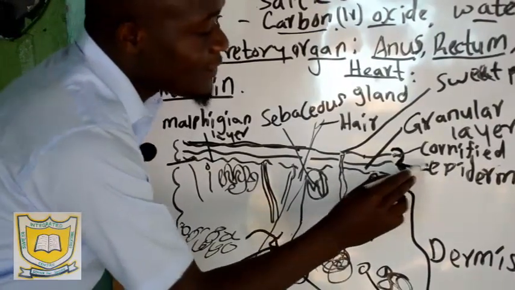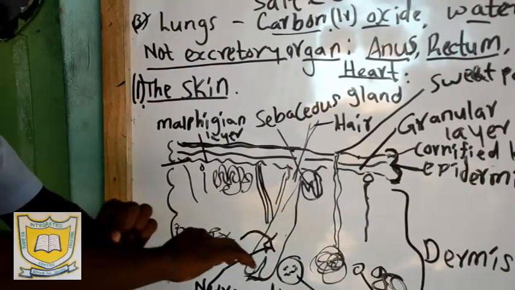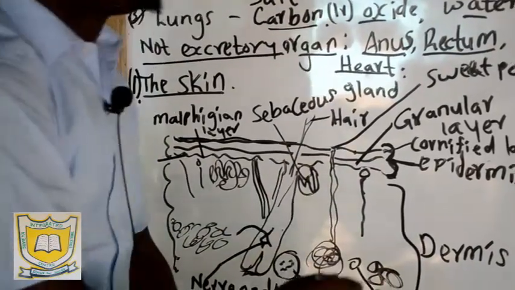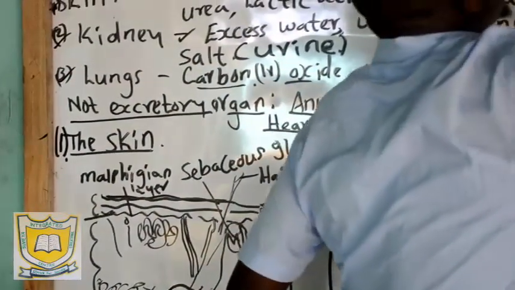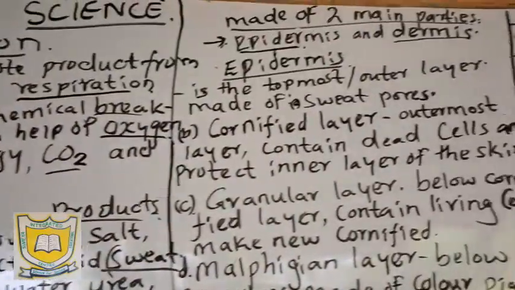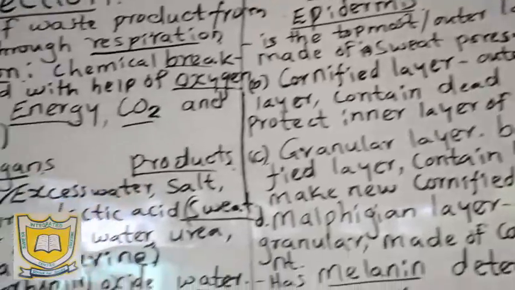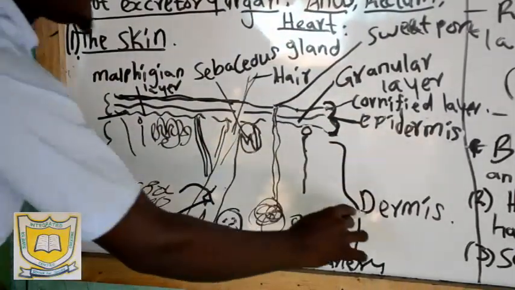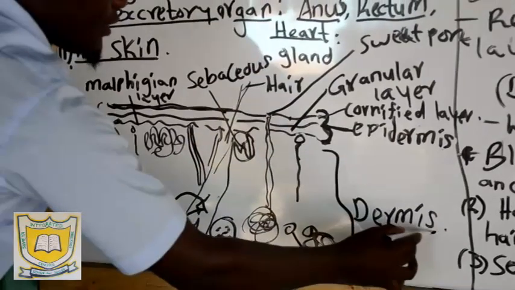This one here is the epidermis. But the dermis, the epidermis, we said, is the outer or the topmost layer. Now when you talk of the dermis, immediately after the epidermis, the remaining layer inside here is what we call the dermis.